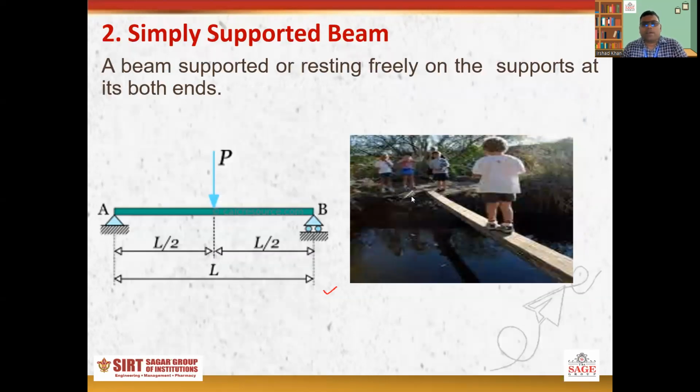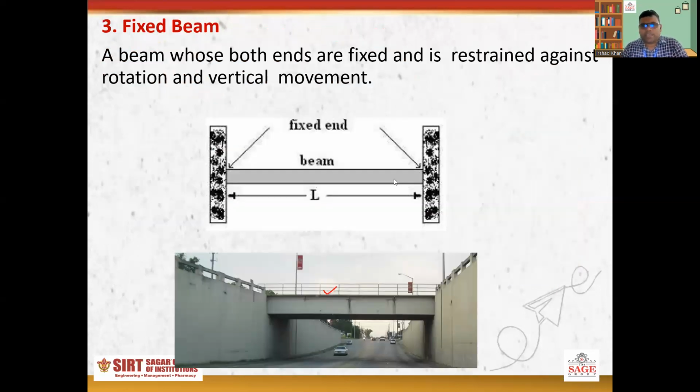Simply supported beam: when the beam is simply supported or rests freely on the support at both ends, that is called a simply supported beam. You can understand with this diagram, and from this picture also. Here this boy is walking on this wooden structure that acts as a beam, and it is simply kept at both sides.